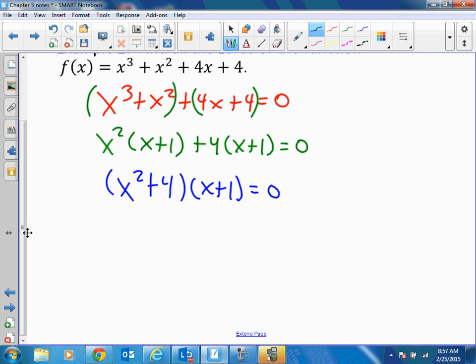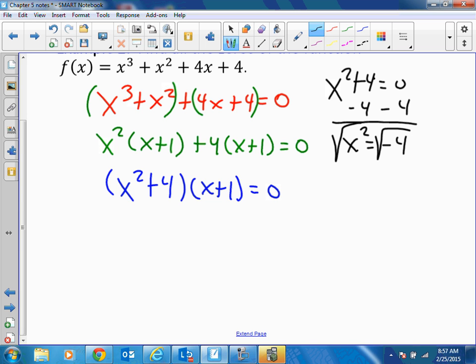So let's do that over here. x squared plus 4 equals 0. Subtract 4, get x squared equals negative 4, and you take the square root. You've got to make sure you put your plus or minus. Remember the square root of 4 is 2, but you took the square root of a negative, and every time you do that you've got to have an i. So plus or minus 2i is the answer to that, plus your other answer, which is what makes x plus 1 go to 0, negative 1.